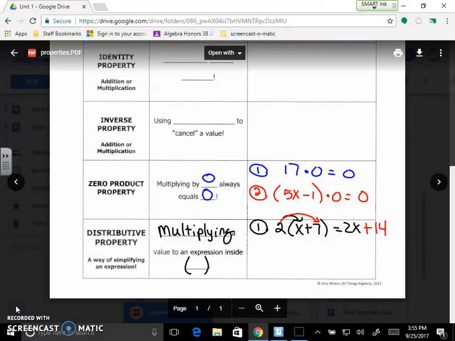I'll give you another example with negative. So we have a negative 6, x minus 3. Okay, I try to do inside first, but we can't. So negative 6 times x is negative 6x. This is a negative 6 times a negative 3 is a positive 18.